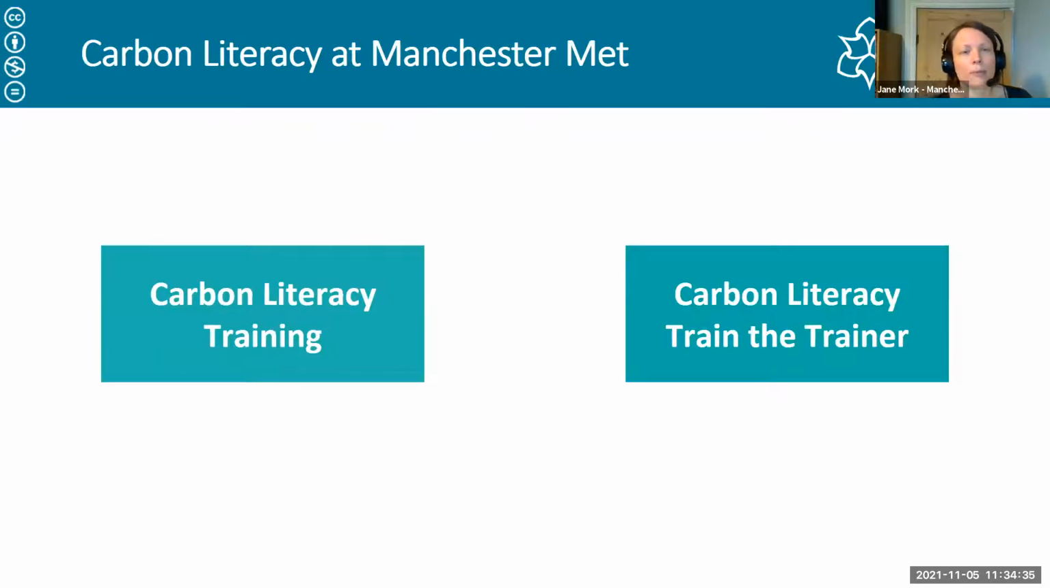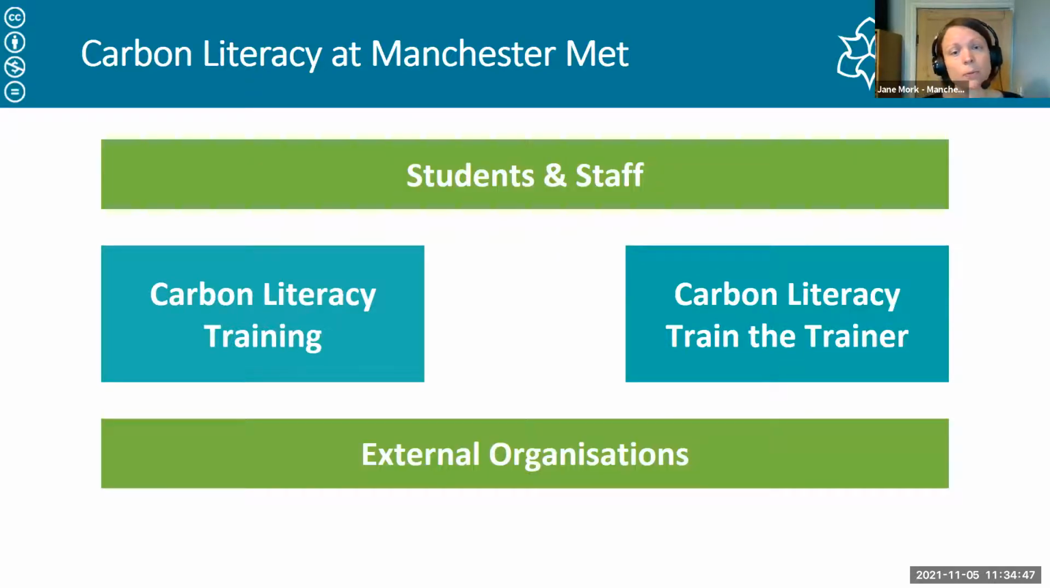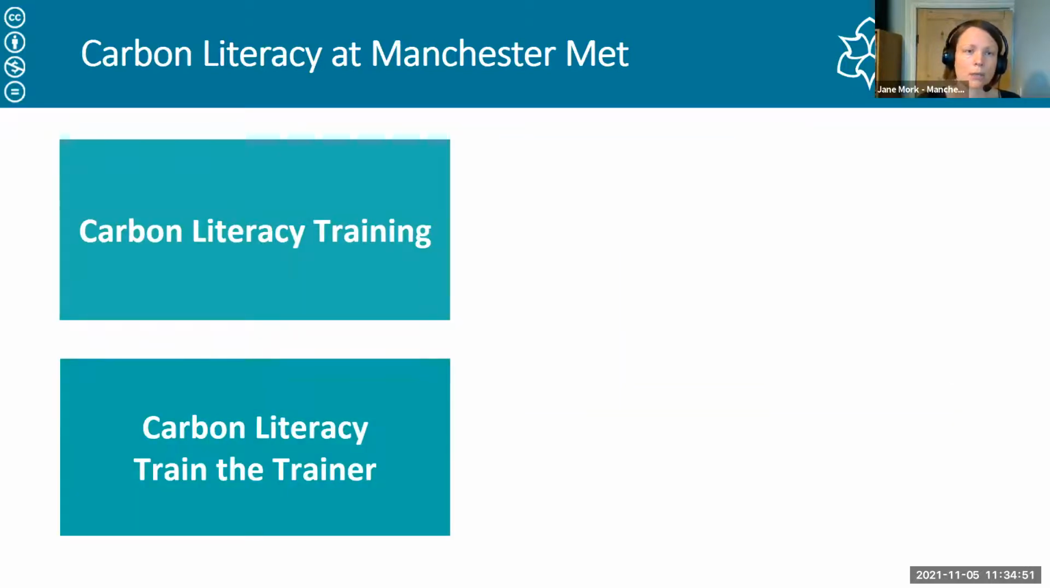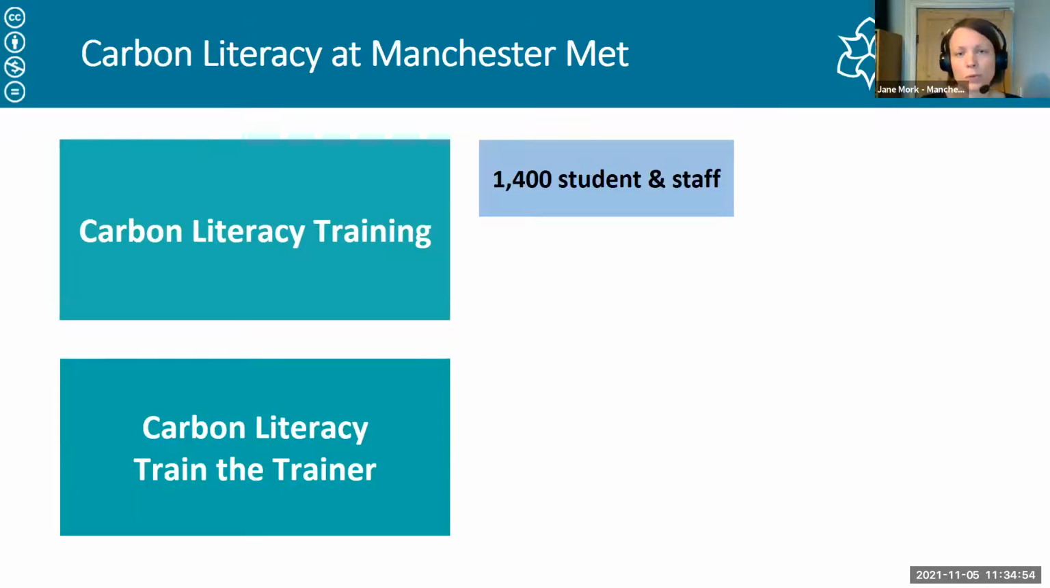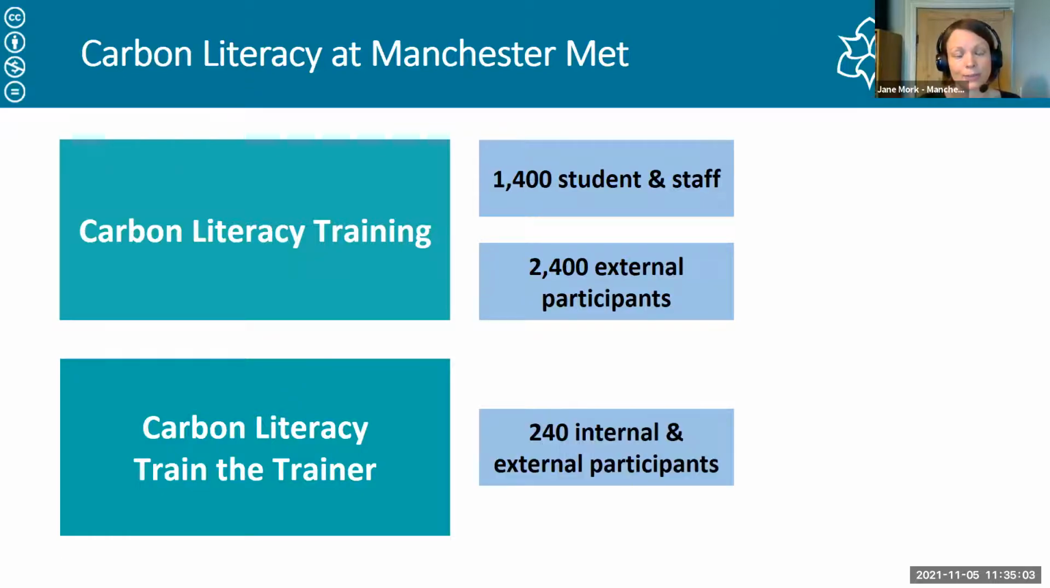So what have we been delivering so far at the university? We have standard carbon literacy training as well as a carbon literacy trainer program. This is being delivered to both students and staff, and we also deliver training to external organizations as well. So far, we delivered training to about 1,400 students and staff at the university and over 2,400 external participants. In terms of our train-the-trainer program, we delivered this to about 240 internal and external participants.